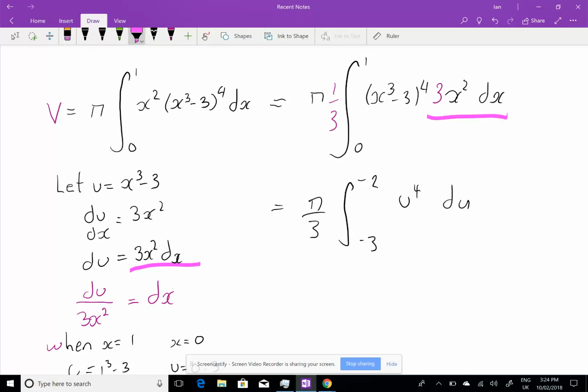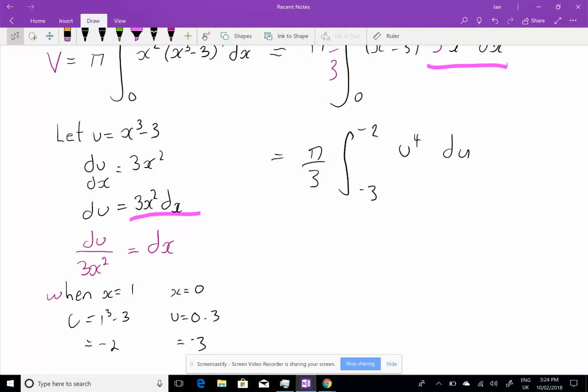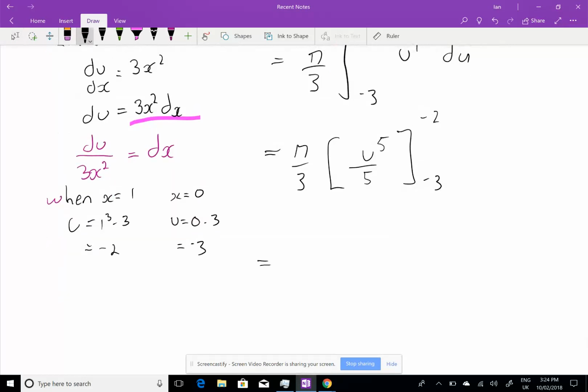All right, so here we go. Equals pi on 3. Add 1 to the power, u to the 5 on 5, between minus 2 and minus 3. Which is going to give me pi on 3, negative 2 to the 5 on 5 minus negative 3 to the 5 on 5. Oh, this is going to be ugly.